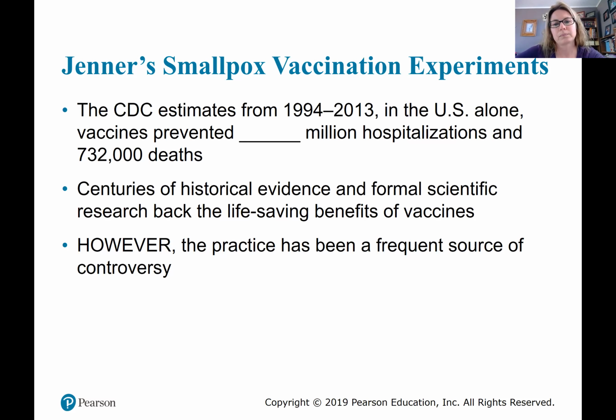So currently, the CDC estimates between 1994 and 2013 in the US, vaccines prevented 21 million hospitalizations and over 700,000 deaths. I don't think this book looks at some of the graphical data based on vaccinations. And you know what, let me just pull this up here for just 1 second.